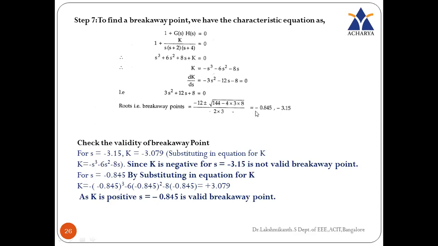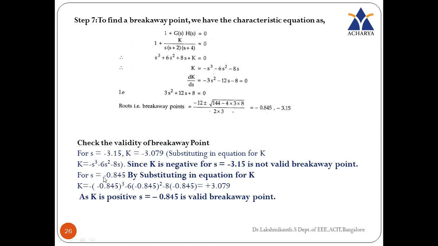So the two roots of the equation are -0.845 and -3.15. You have got two roots of the equation. Now you have to validate whether both of them are breakaway points or which one is the valid breakaway point. The procedure of finding the valid breakaway point is to substitute the value of s in the equation for k, and if the value of k is positive, only then is the breakaway point valid. If the value is negative or complex in nature, then it is not a valid breakaway point.